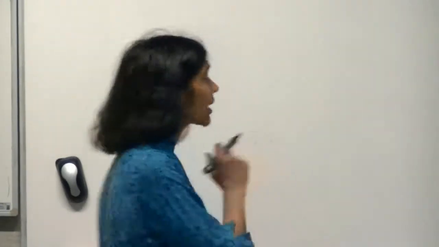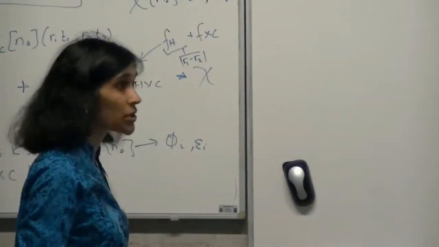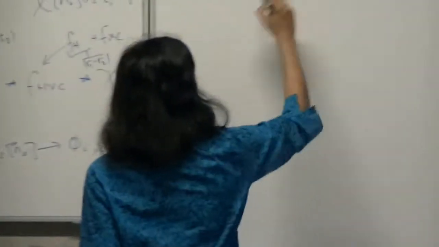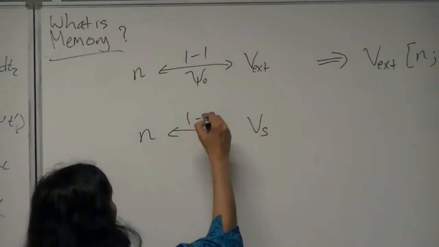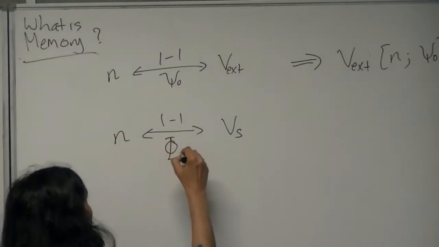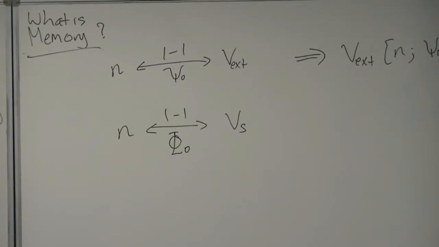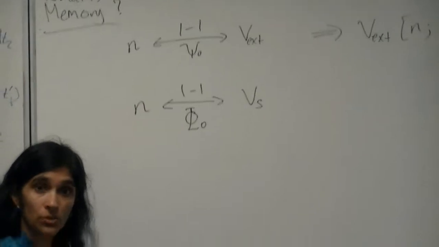How do we get this? Does that depend on the initial state? Which initial state? To understand that, let's apply Hardy's theorem now to the Kohn-Sham system. So we just write the same thing. There's a one-to-one mapping for non-interacting systems as well, which depends on the initial Kohn-Sham state. This state, we are actually free to choose.